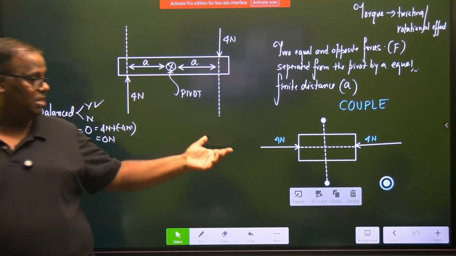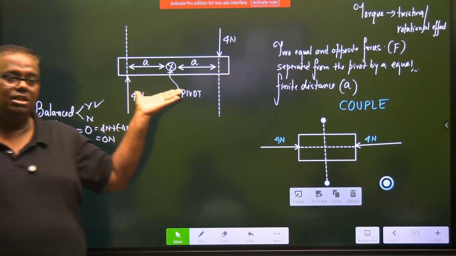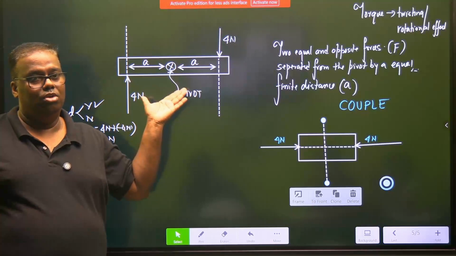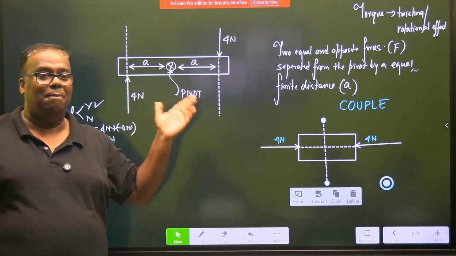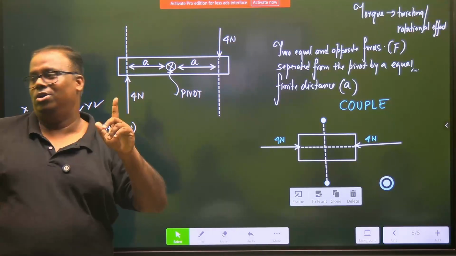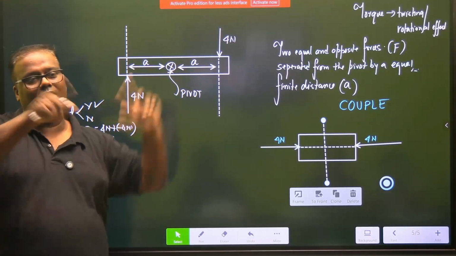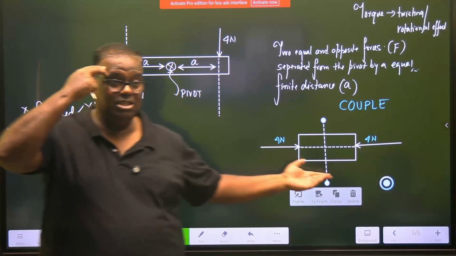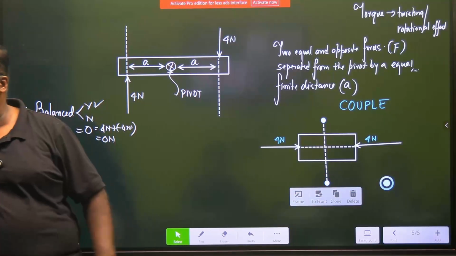And whenever couples come, this is a couple. What is the net force? Zero. Are the forces balanced? Yes. But is the body at rest? No. Couples will never keep the body at rest, it will rotate the body. But here it is not. This is not a couple. When we turn something, a couple is applied there too.